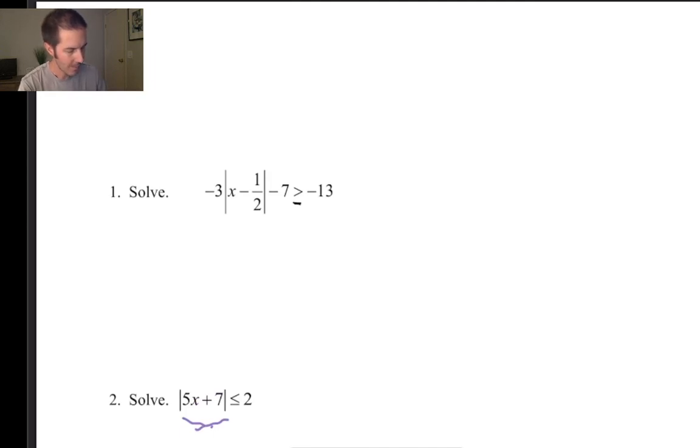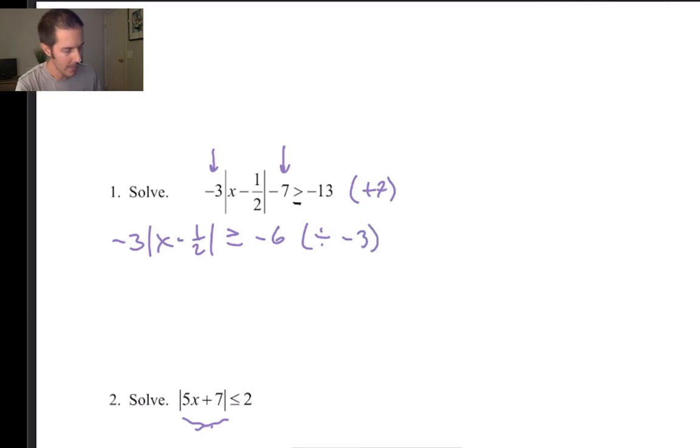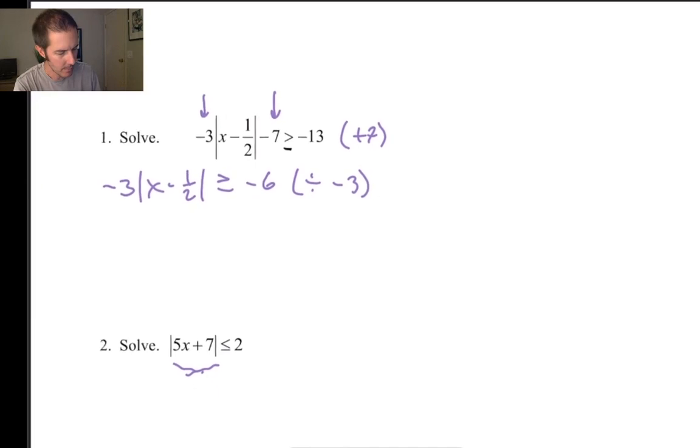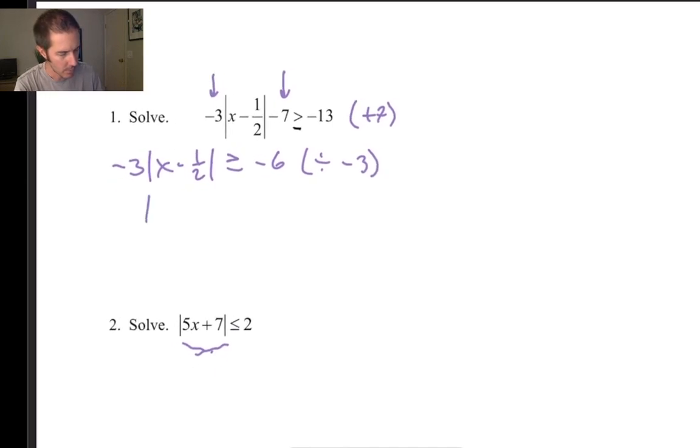The first thing I'd like to do is add 7 to both sides, and then we're going to divide both sides by -3 in order to isolate the absolute value. So let's add 7 to both sides. We get -3 times the absolute value of x minus 1/2 is greater than or equal to -6. And then, so I added 7 to both sides in order to do that, and then the next thing I'm going to do is divide both sides by -3, and I'm glad that we're doing that, because on the left-hand side of the inequality, we end up with x minus 1/2.